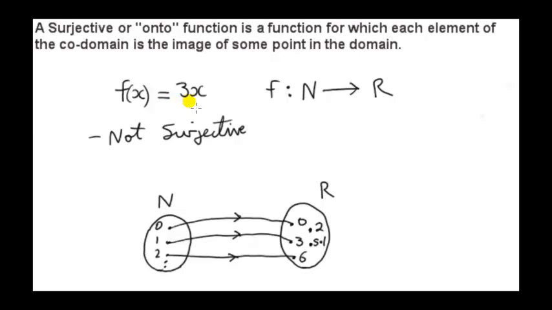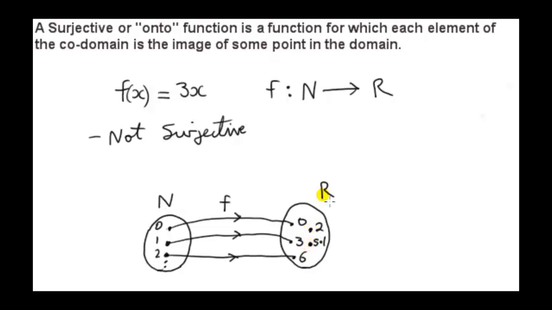Here is an example of a function that is not surjective. It's a function from the natural numbers, that is the positive integers including 0, to the set of real numbers. Now I've indicated 3 elements, the first 3 natural numbers, in this domain, and when we input these values into our function, we just multiply the values by 3. So for example, f of 0 is 3 times 0, which is 0. f of 1 is 3 times 1, which is 3. f of 2 is 3 times 2, which is 6.